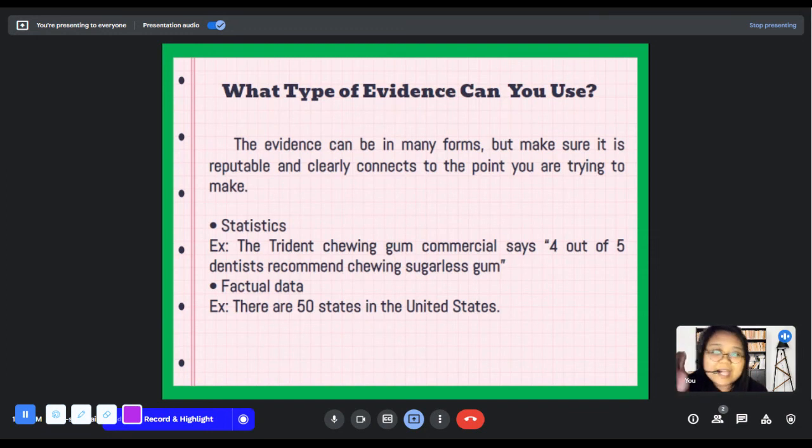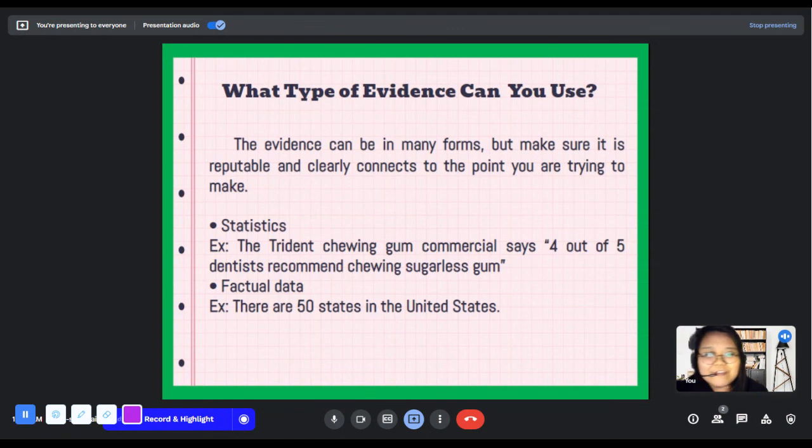Okay, we have four types of evidence that you can use. The first one we have is statistics. Of course, this one focuses on numbers, but you have to make sure that if it comes from a survey, then it's a credible source of survey and information with good interpretation. And we have a sample. The Trident chewing gum commercial says 4 out of 5 dentists recommend chewing sugarless gum.